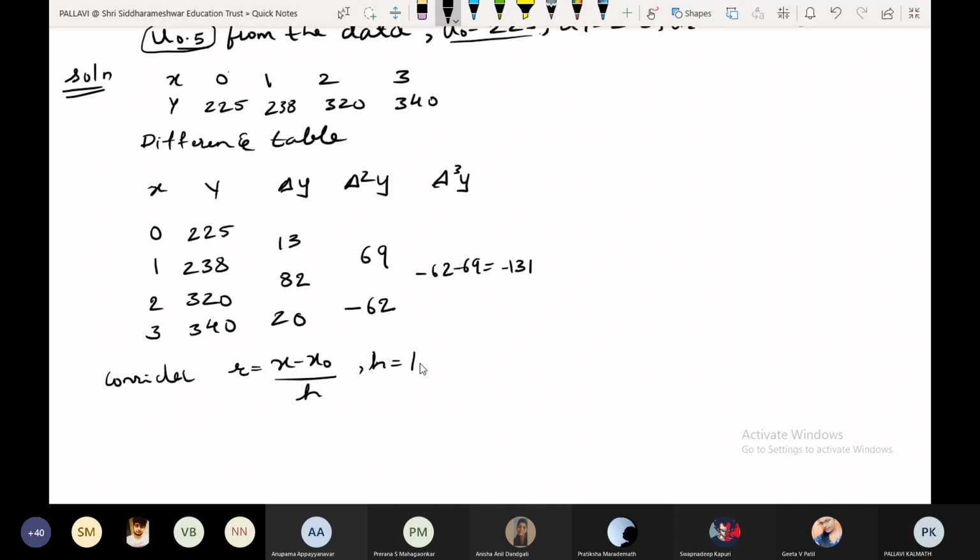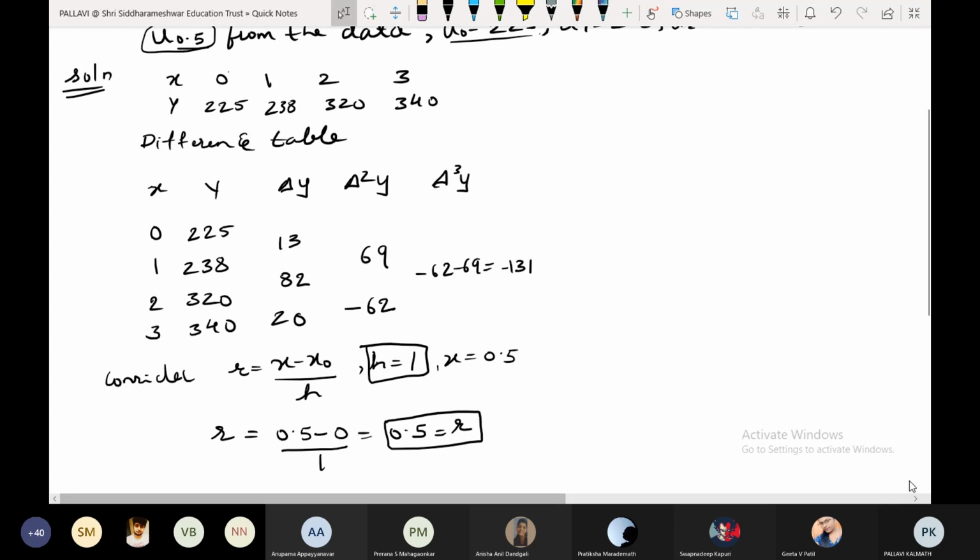So what will be r? At what point is the question asked? 0.5. So 0.5 minus x naught, which is 0, gives 0.5, divided by 1, which is again 0.5. So this is the value of r, and this is the value of h.